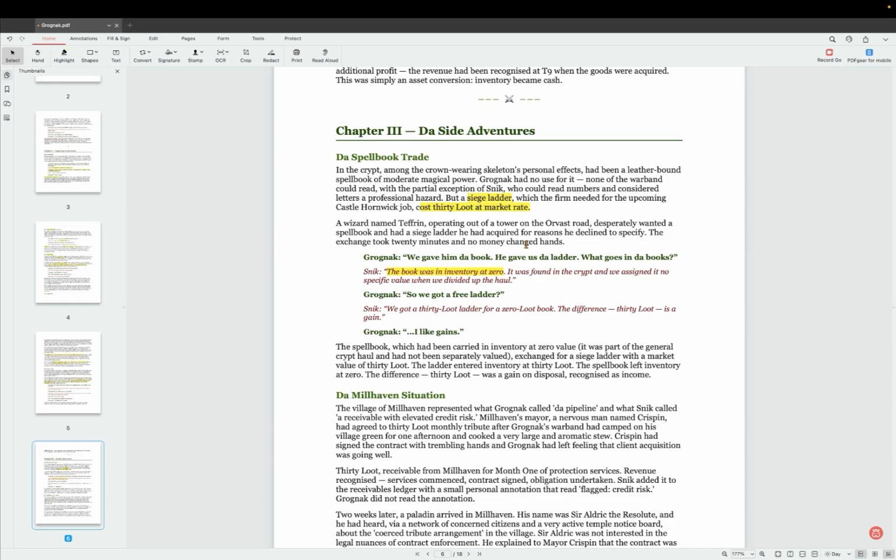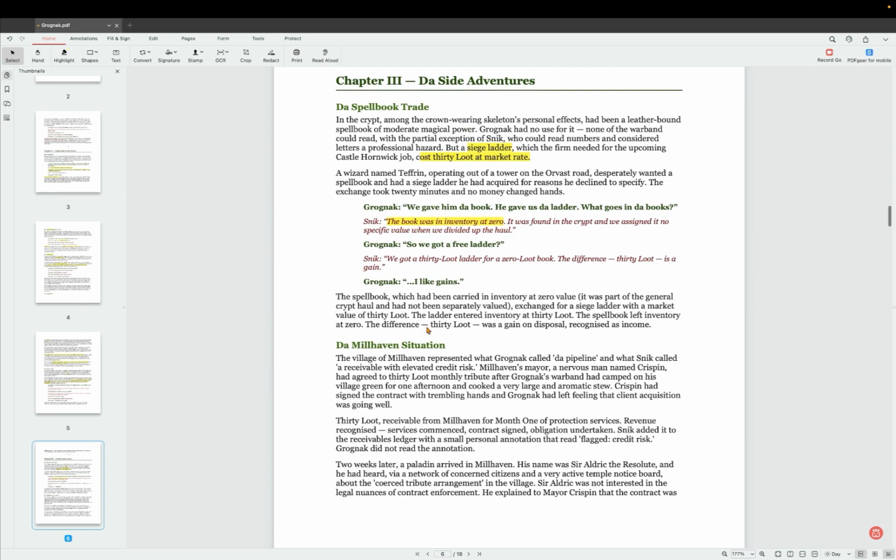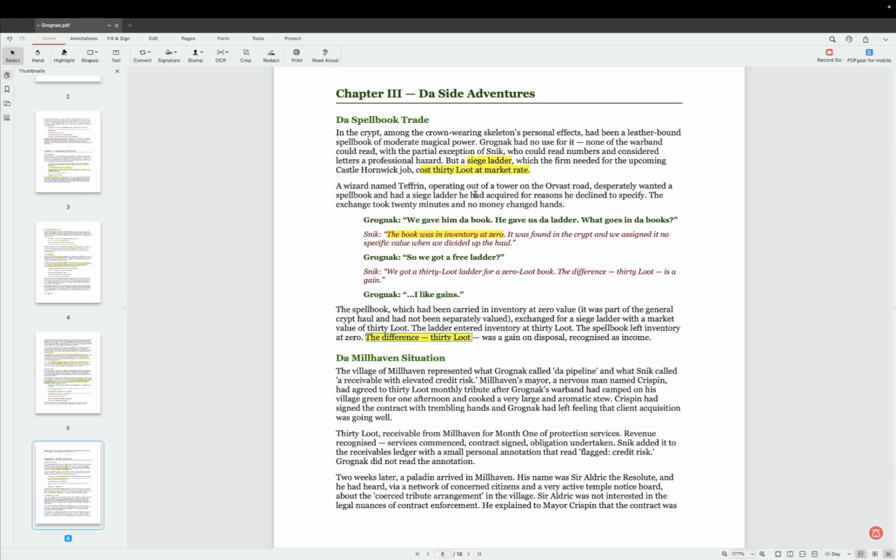The letter has a market value of 30 loot, and again, due to the firm receiving an asset worth 30 loot while giving up an asset valued at 0, the company experiences a gain. So as it's named here, the difference is 30 loot. The letter enters inventory at 30 loot, and the difference between the assets is recognized as income. So it's just a free income sort of.